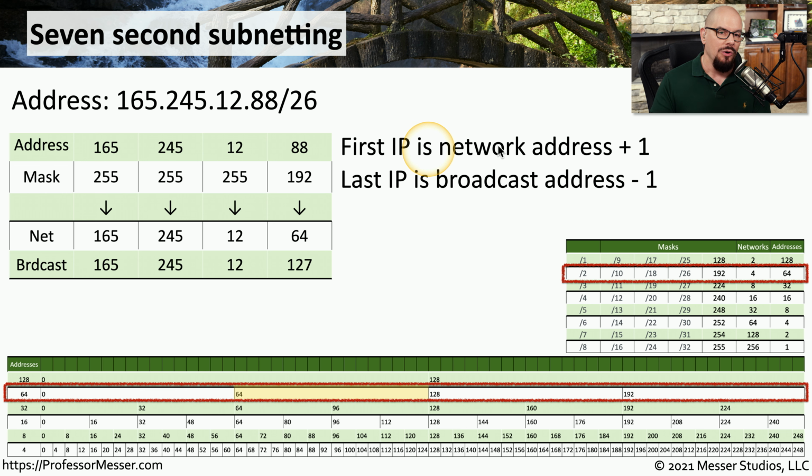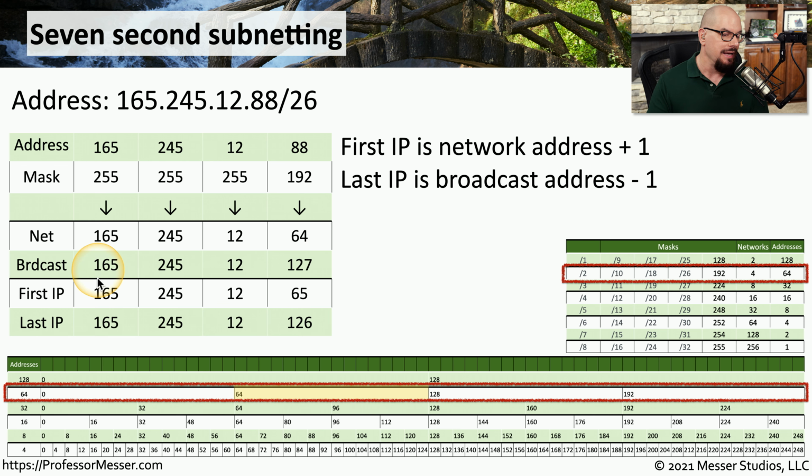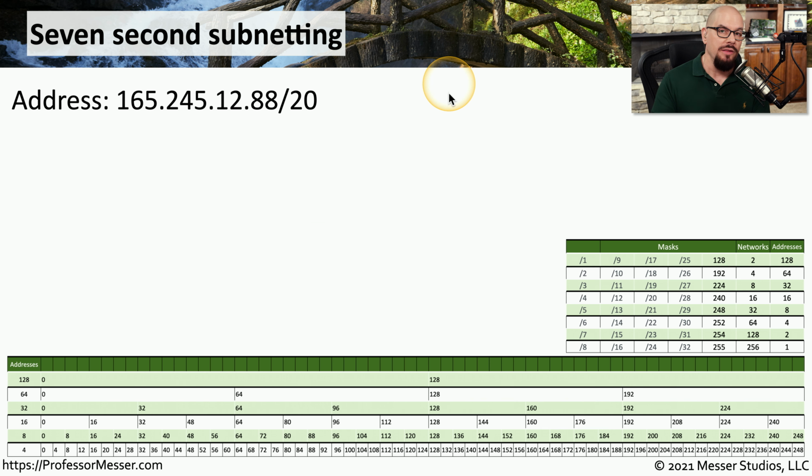At this point, we have everything we need to determine our first usable IP address and our last usable IP address. We add 1 to the network address to give us the first usable IP, which is 165.245.12.65, and we subtract 1 from the broadcast address, giving us our last IP address of 165.245.12.126.